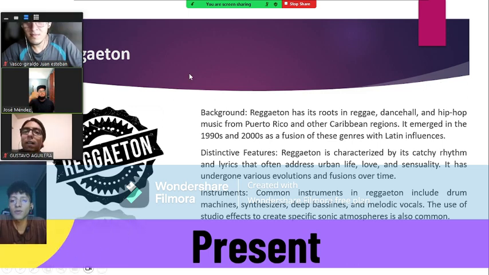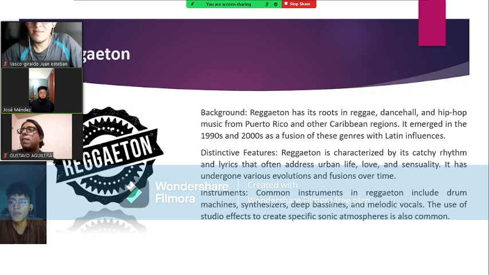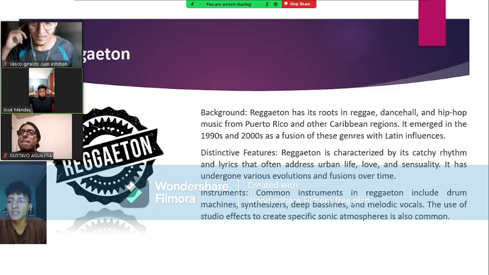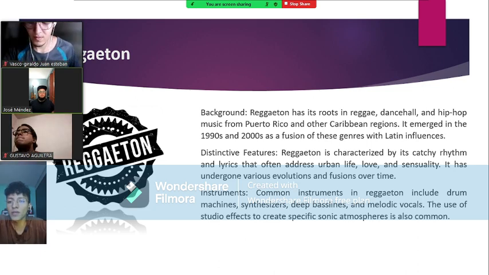Reggaeton has its roots in reggae, dancehall, and hip hop music from Puerto Rico and other Caribbean regions. It emerged in the 90s and 2000s as a fusion of these genres with Latin influences. Reggaeton is characterized by its catchy rhythm and lyrics that often address urban life, love, and sensuality. It has undergone various evolutions and fusions over time.